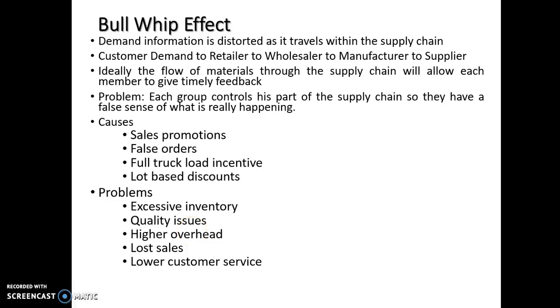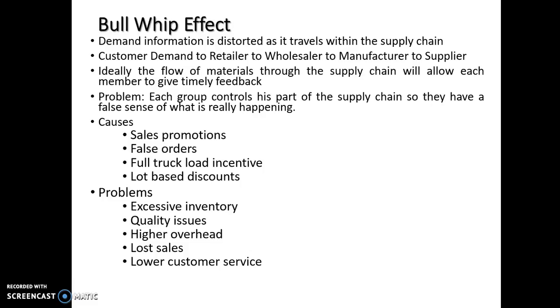In the supply chain, we always try to minimize the bullwhip effect. This is when demand information is distorted as it travels through the supply chain: customer demand to retailer to wholesaler to manufacturer to supplier. Ideally, the flow of materials through the supply chain will allow each member to give timely feedback and know what is to be expected. The problem is that each group controls its own part of the supply chain, so sometimes you have a false sense of what's really happening.